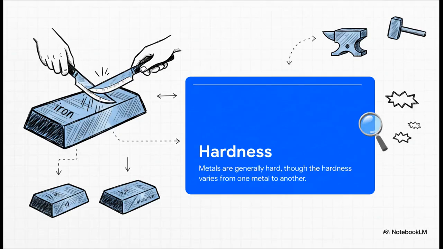Next up, we have hardness. Just imagine trying to cut through a thick iron rod with a simple knife. It's not going to work, is it? That's because metals are generally very hard. Of course, this hardness can be different for different metals, like aluminum is a bit softer than iron, but as a general rule, we say metals are hard.